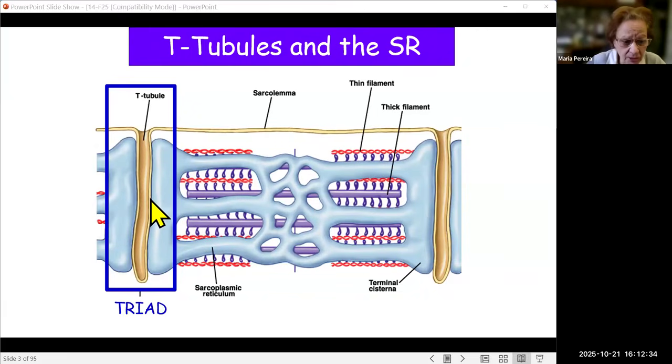So there's a change in potential, and it's this change in potential that sends a signal to the sarcoplasmic reticulum. Remember, there's 10,000 times more calcium in this blue structure, the sarcoplasmic reticulum. And you see how it's right above the myofilaments. So you see the thick and thin filament.